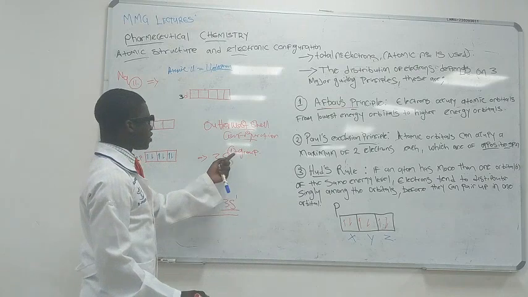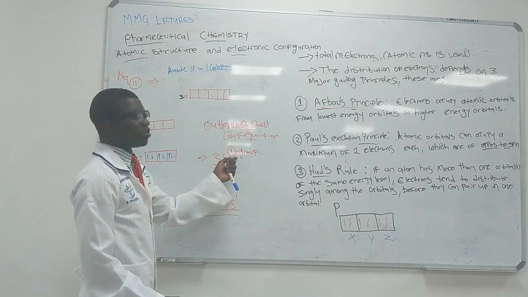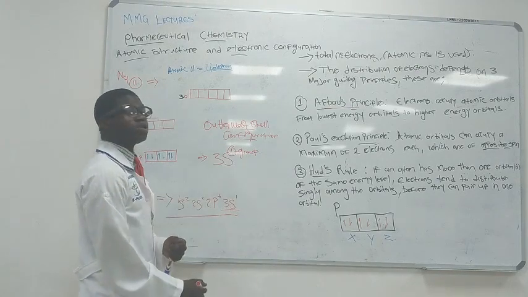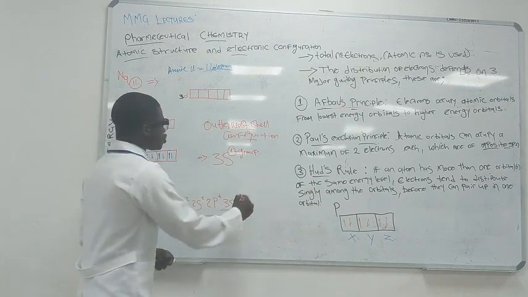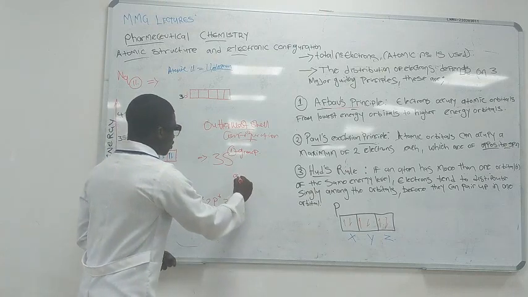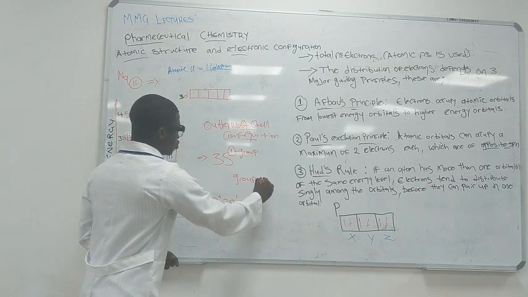So the exponent of the molecule is showing us the group of the molecule. And therefore we can conclude to say sodium belongs to group 1. So the group is group 1.